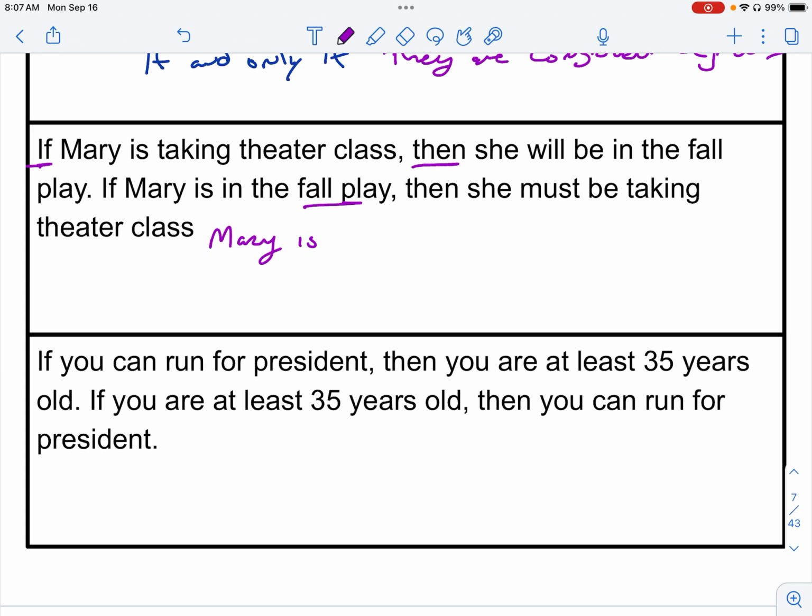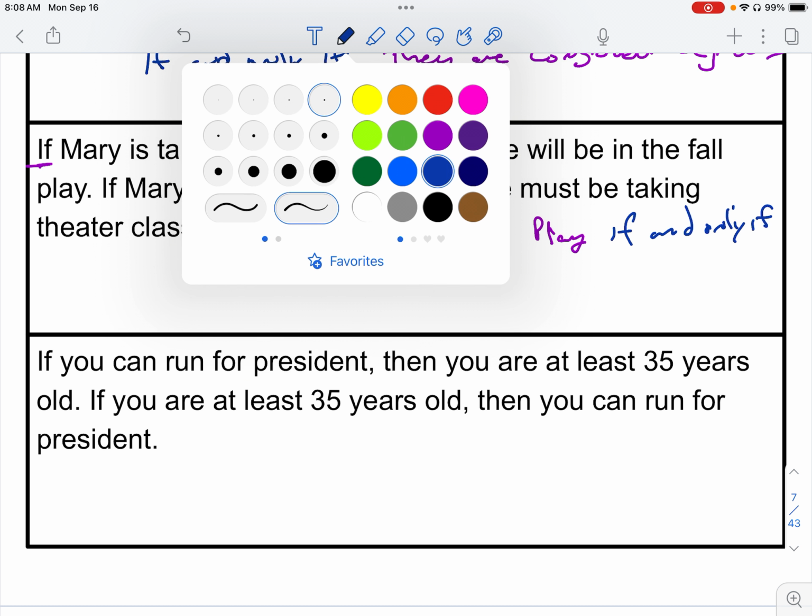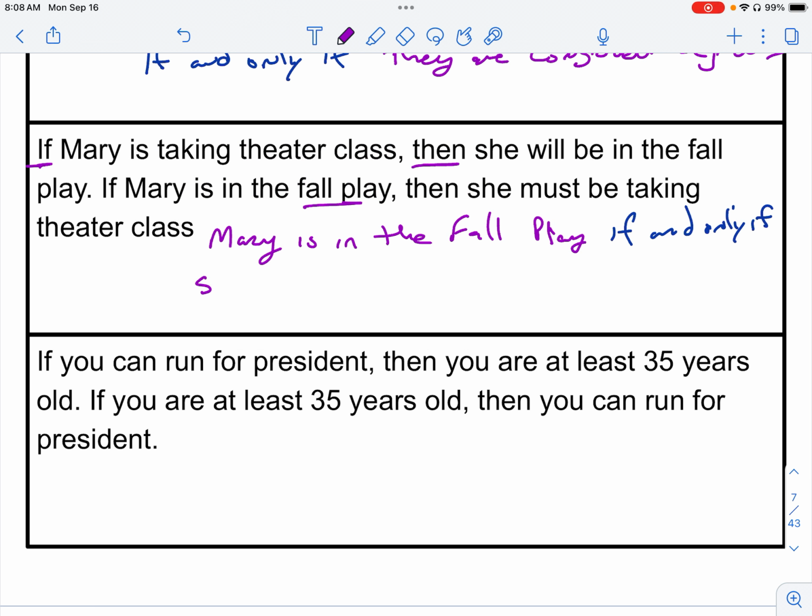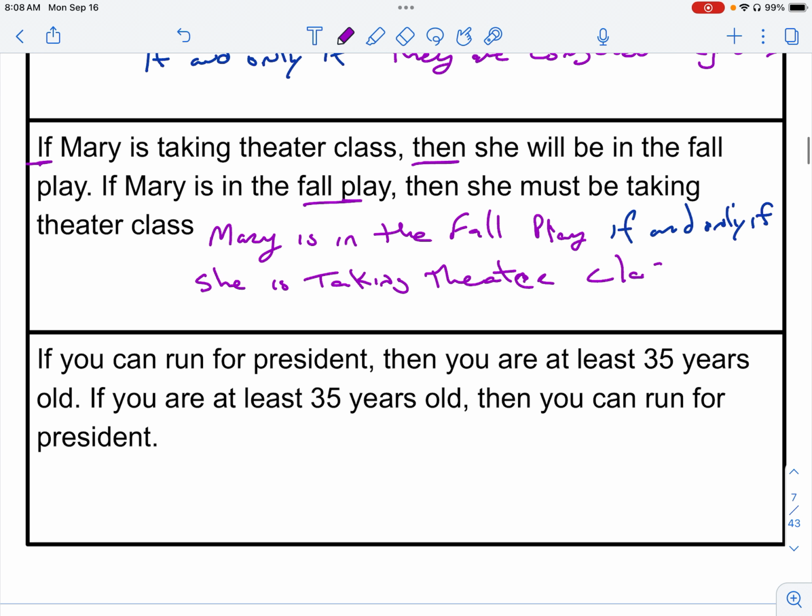So Mary is in the fall play if and only if she is taking theater class.